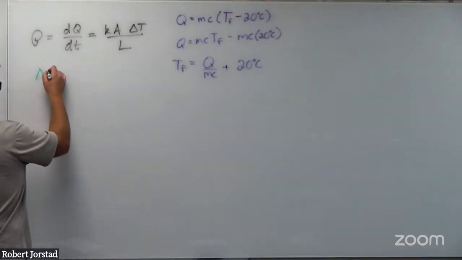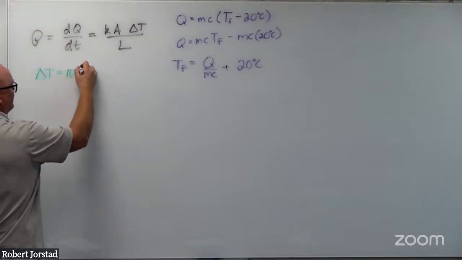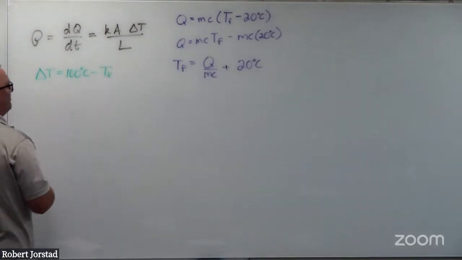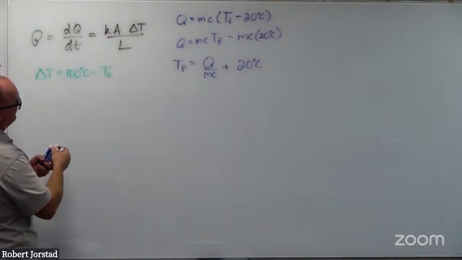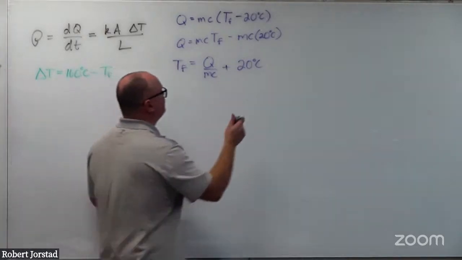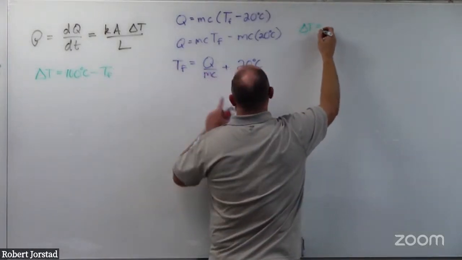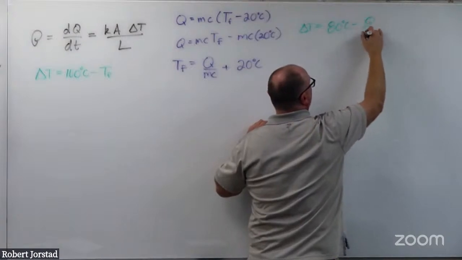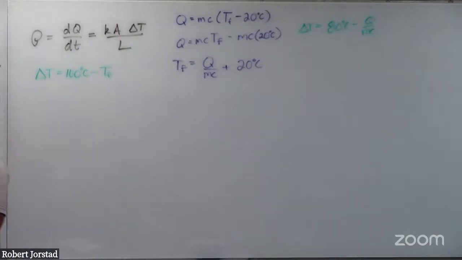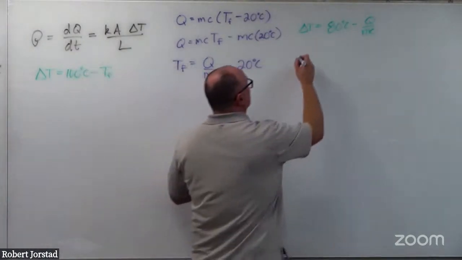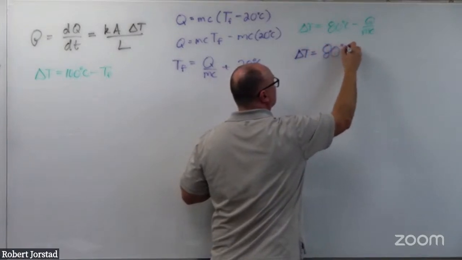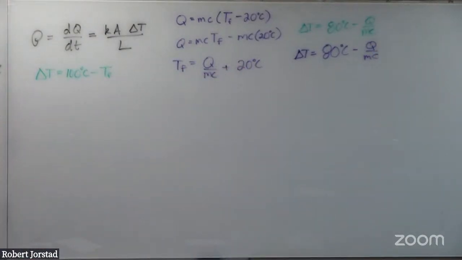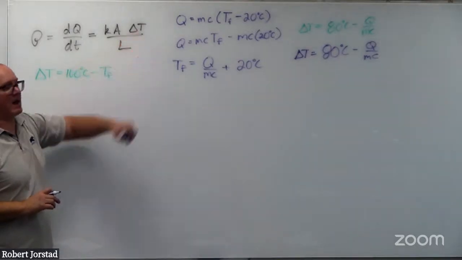Delta T in this problem is the hot reservoir, which was 100 degrees Celsius, minus this temperature. So in this case, when we plug that in, delta T should be, maybe I'll do this work over here, 100 minus this, that should be 80 degrees Celsius minus Q over MC. Is that showing up? It is. Okay. It's a little faint. All right. So that is our relationship of delta T to the amount of heat you put in.